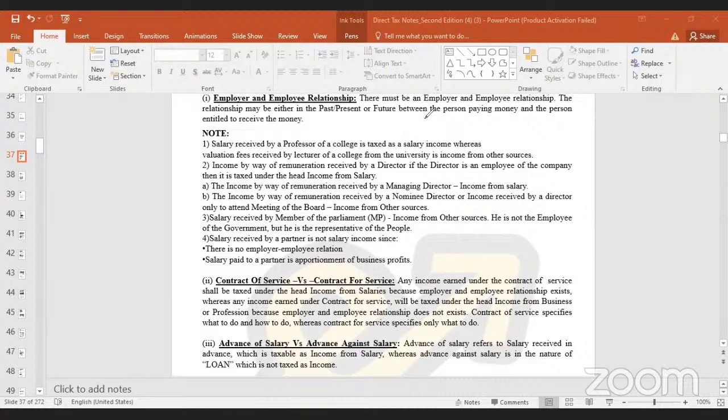Next is going to be chargeability. Important. What is going to be chargeable to tax? As the Act says, which section is that? Section 15 deals with the chargeability. The Act tells that salary will be charged to tax on the due or receipt basis, whichever is earlier. Remember, my dear students, section 15 gives you the chargeability. It tells you the salary is chargeable to tax on the due or receipt basis, whichever is earlier.